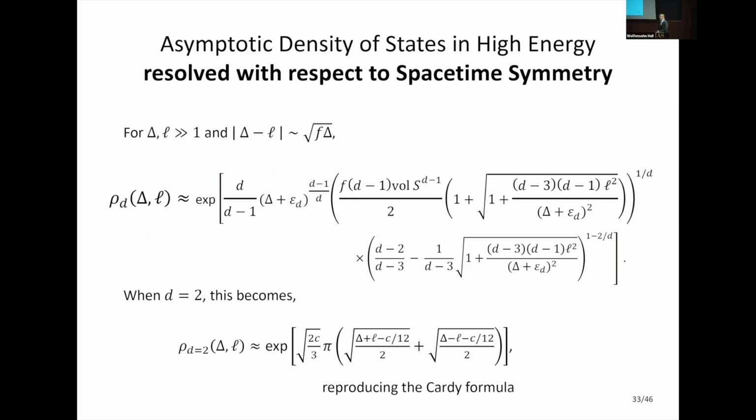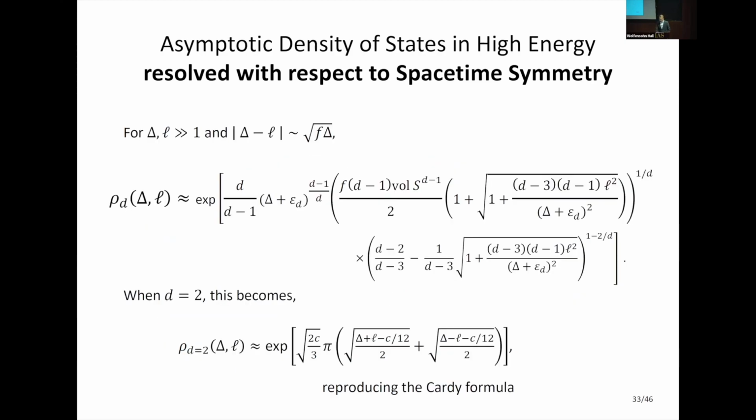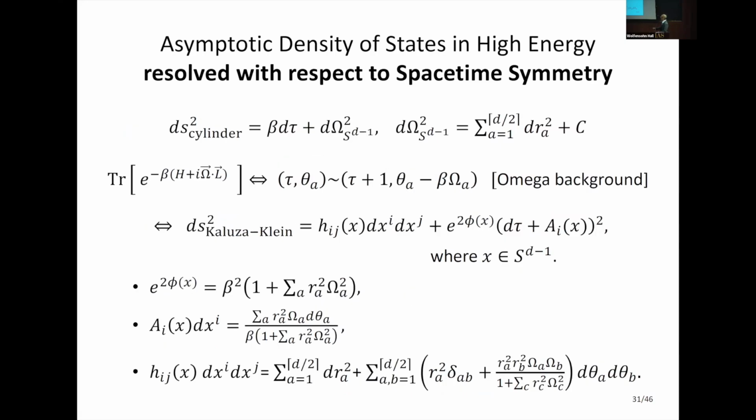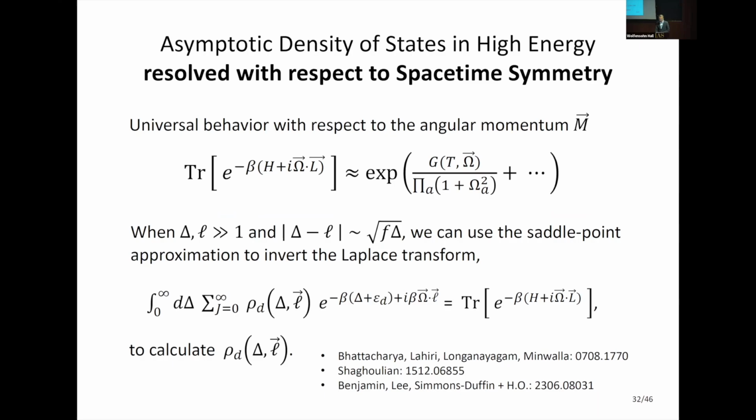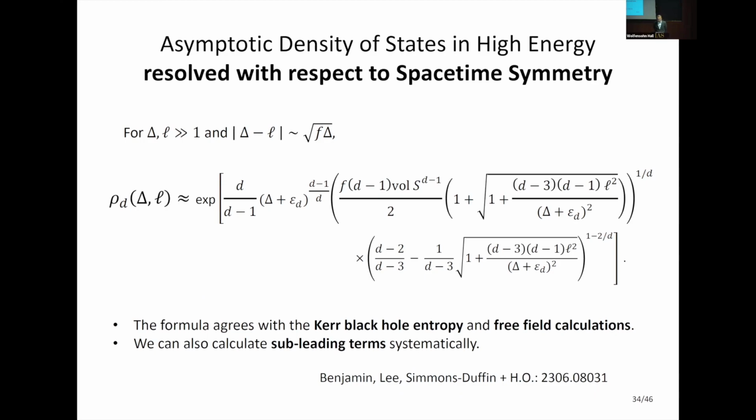So I already explained this formula. I'm just showing that this is a result of evaluating this. Basically, you start with this and then you do a Laplace transform with respect to temperature and angular momentum, and then you obtain this formula. So you start with this omega background, you evaluate a cosmological constant, and then you do the Laplace transform. This is how we obtain this formula. And again, we can check this in the holographic case and free field case. In the holographic case, we consider a Kerr black hole in AdS, and then we obtain exactly the same formula. And we can also calculate the subleading term in this calculation.